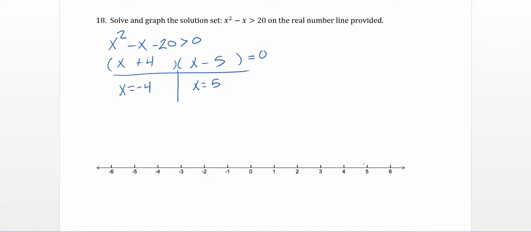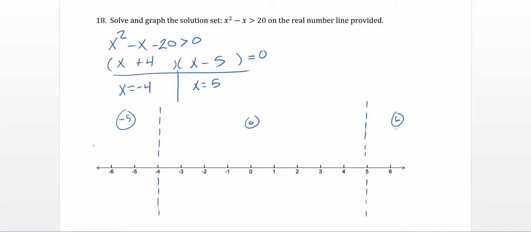Go over to negative 4 and give yourself a boundary line here. Then go over to 5 and give yourself a boundary line here. Take a test point in this region, test the point negative 5. Take a test point over here, test the point 0. Take a test point in this region, test the point 6. When you plug these back in, you're looking for either a positive output or a negative output.